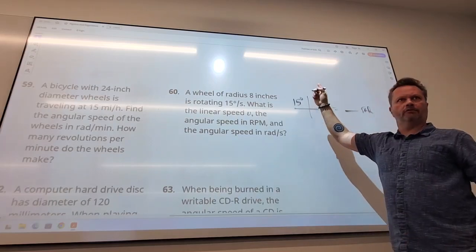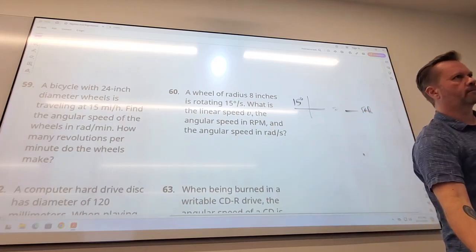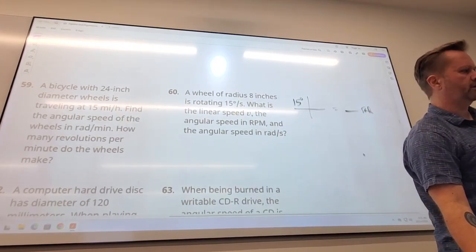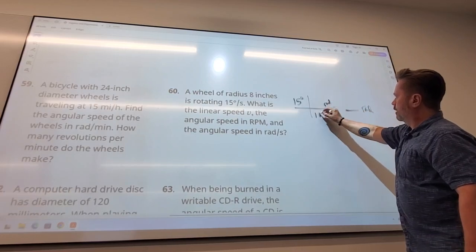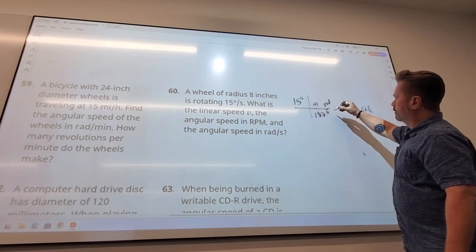Yeah, what do you want to get rid of? What unit do you not want there anymore? Degrees. So I want to kill degrees. So I'm going to put degrees down here, and then put rads up here. So 180 degrees in pi radians.